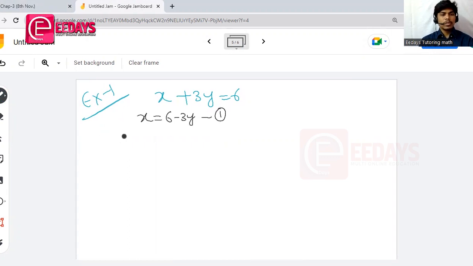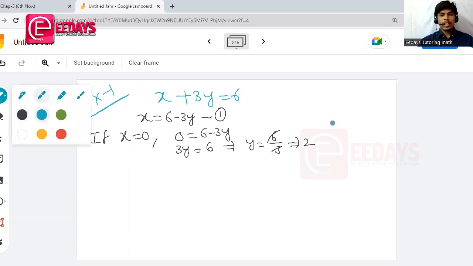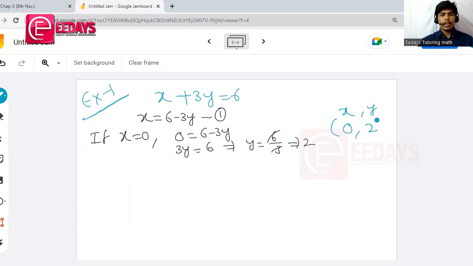Okay, let's take an x value. If x is equal to 0, substitute over there: 0 is equal to 6 minus 3y. So transfer 3y to the other side, it becomes 3y is equal to 6. Then y is equal to 6 by 3, you'll get 2. The new point I got, if I take x comma y, with x equal to 0, the y value I got is 2. I hope everyone understood.